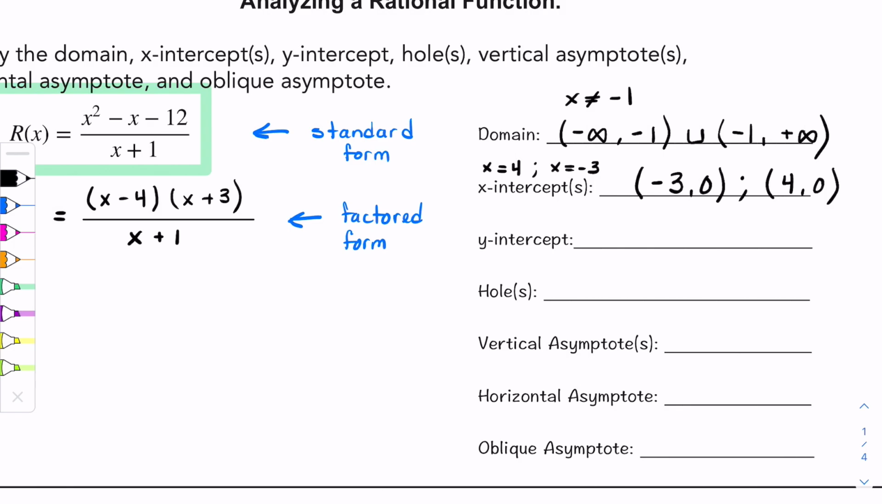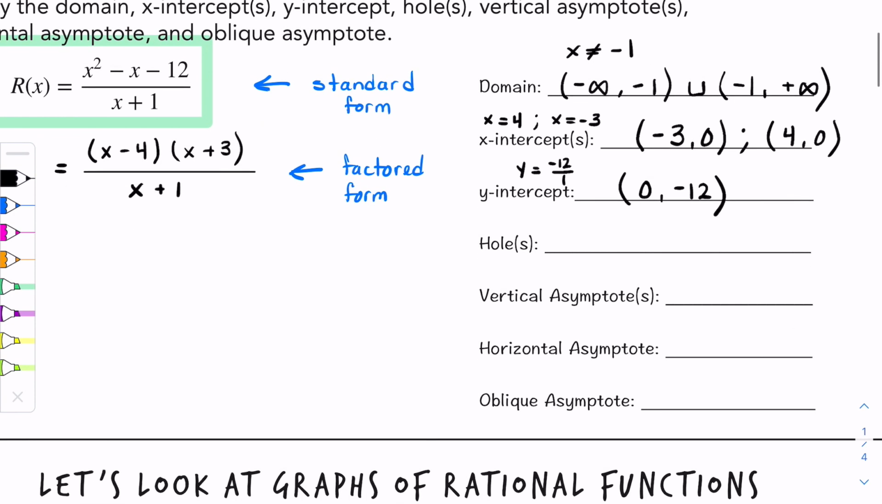The y-intercept is going to be determined from the standard form equation, and that's found when you substitute x equals 0 into the original function. When you substitute x equals 0, you have a solution of negative 12 over positive 1, which simplifies to negative 12. So 0 comma negative 12 is your y-intercept. For the holes, there are no common factors, so there are no holes.